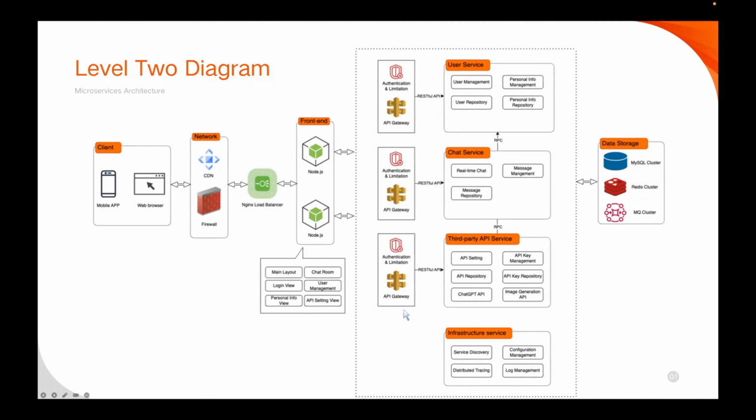As you can see from the diagram, the client accesses our applications through a web interface or a mobile phone. First, it fetches the static resources of the page from the CDN, then the request is forwarded to the node services through Nginx load balancing, and the node services request the different microservice backends through the HTTP interface. Middleware such as the API gateway is used to achieve user authentication and flow restriction.